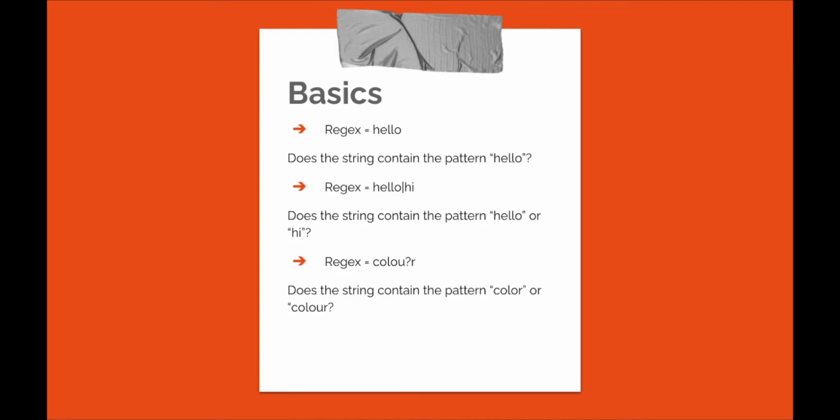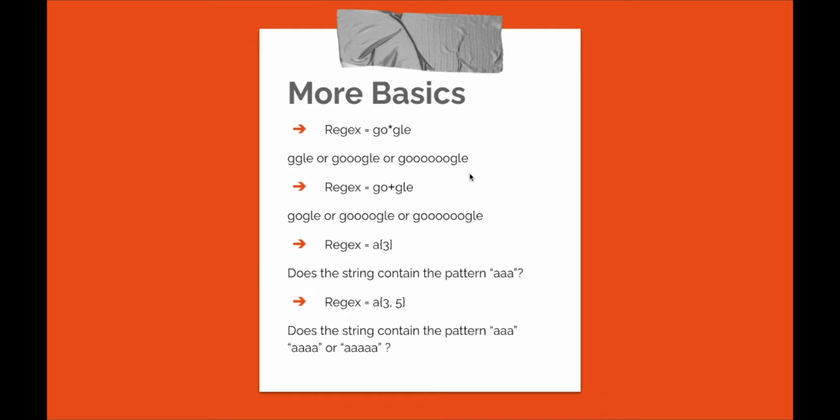So let's look at some regex. If we wanted to match the pattern hello, as in just hello, is the string equal to hello? Then we can set our regex to hello, and it will match hello. We can put an or in there, so it matches hello or hi. Here's an example where we can use the question mark operation. So whether U exists or not, match color. Very cool.